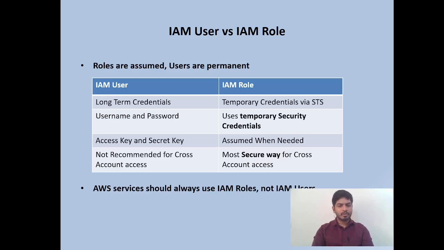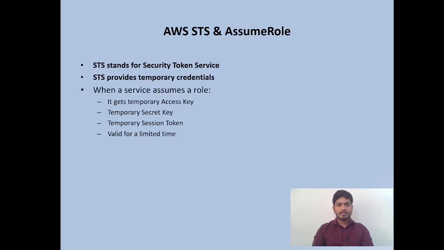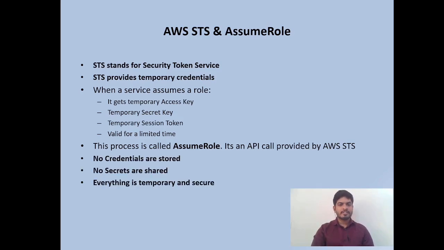Now comes the heart of the question: STS. STS stands for Security Token Service. STS provides temporary credentials. When a service assumes a role, it gets a temporary access key, temporary secret key, and temporary session token, which is valid for a limited period of time. This process is called assume role. It's an API call provided by AWS STS, Security Token Service. In this process, no credentials are stored, no secrets are shared, everything is temporary and secure.